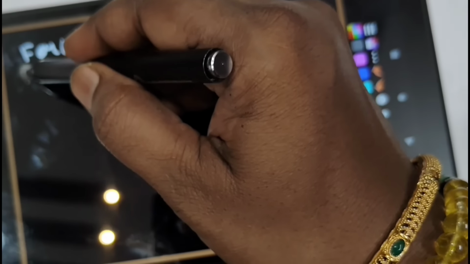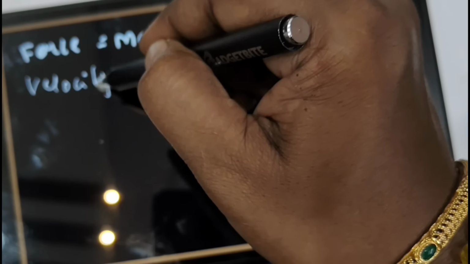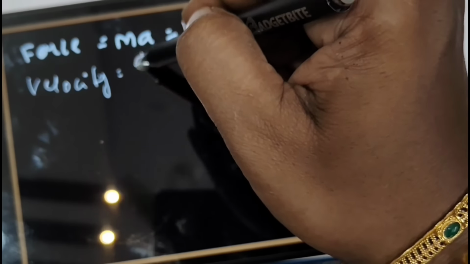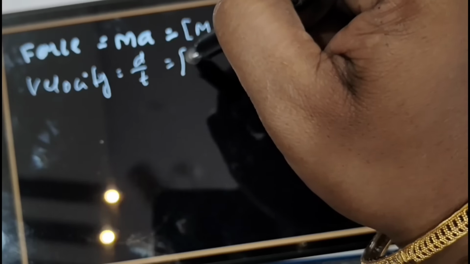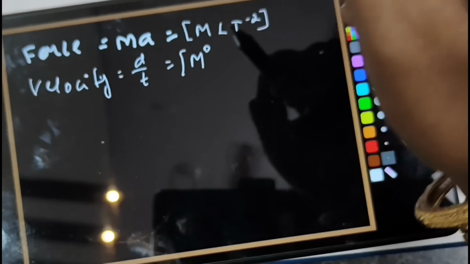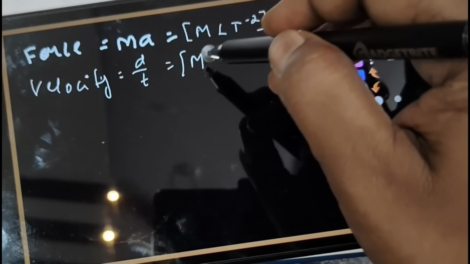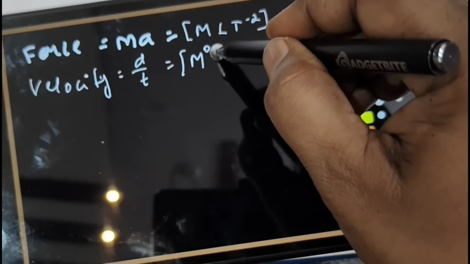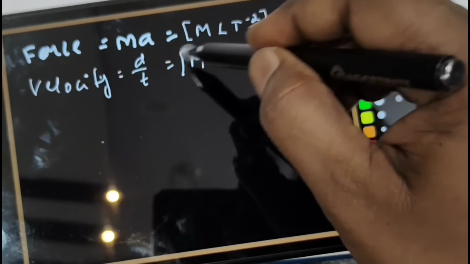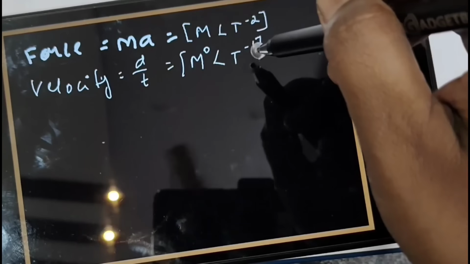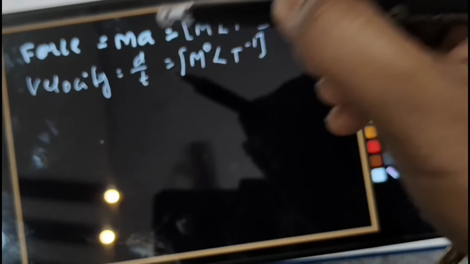Now let us see for velocity. That is displacement by time. So here there is no mass. If there is no mass, we will write it as M naught, or simply you can omit it. But if it is asked for all three, then write M naught, L, T raised to minus 1. L is for the displacement, that is measured in meter only. Then time is per time.